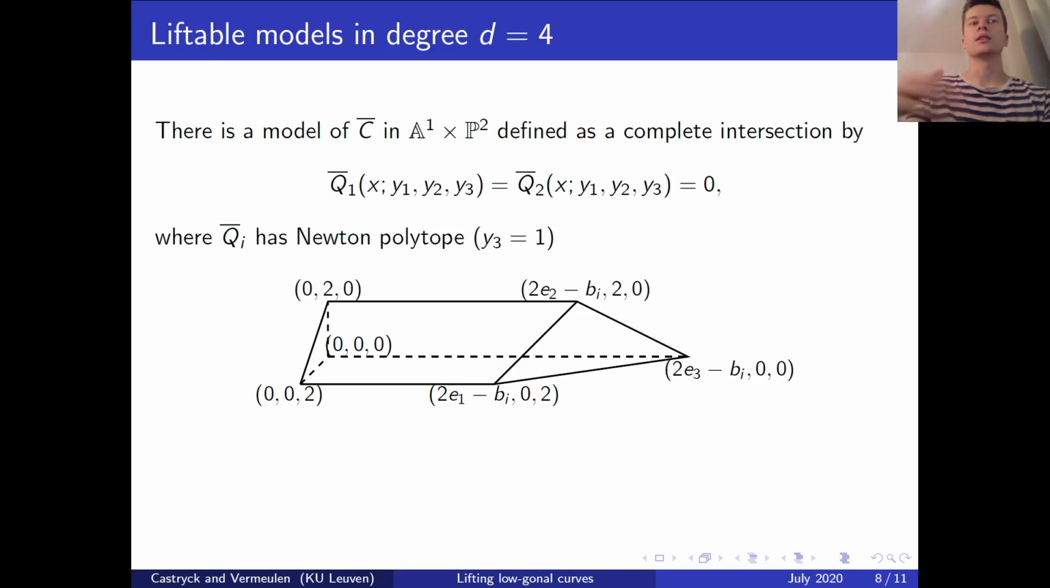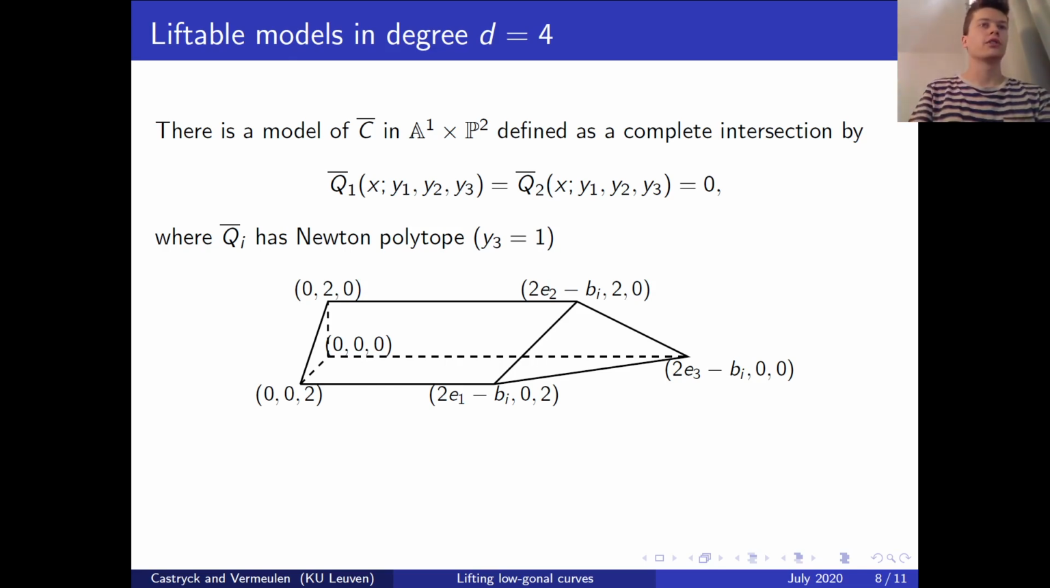And then there are some degree restrictions on the coefficients in x. And again, I drew this with a Newton polytope. So for example, if you look at this vertex right here, then this tells you that the y3 squared coefficient in qi is of degree at most 2e3 minus bi. And the same for all other coefficients, which you can read off here.